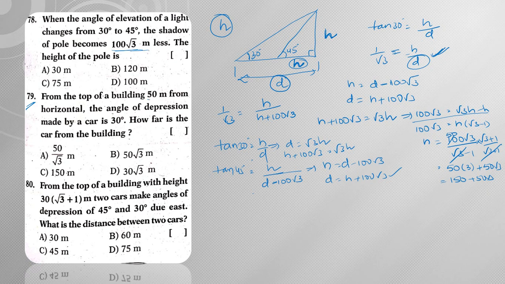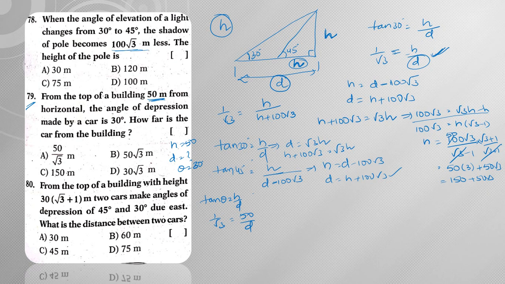From the top of a building 50 meters height from horizon, the angle of depression made by a car is 30 degrees. How far is the car from the building? So he is asking you to find the distance, right? You know the height is 50, you need to find the distance, and you have the value of theta. So directly apply tan theta. So tan theta is equal to h by d. So tan 30 is 1 by root 3, equal to height 50 by distance d.